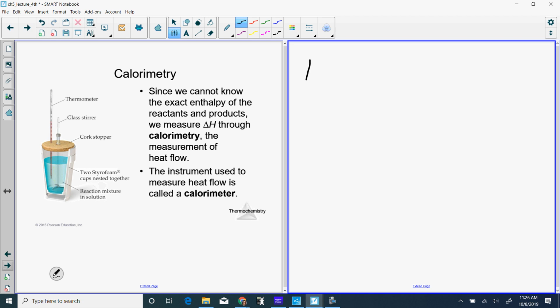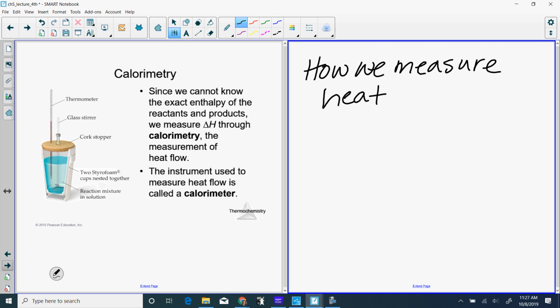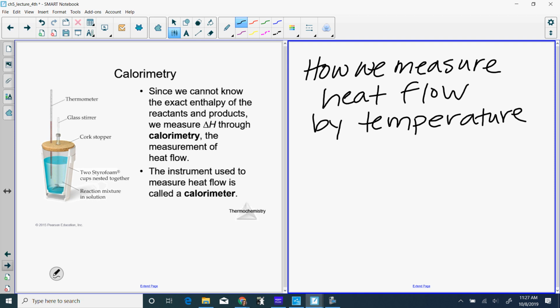Calorimetry is how we measure heat flow by using temperature. Remember, we do not have a joulometer. We have a thermometer, so I can say where the heat is going. Is it going into the system or is it going into the surroundings? But we're going to have to calculate heat, and a calorimeter gives us that data.